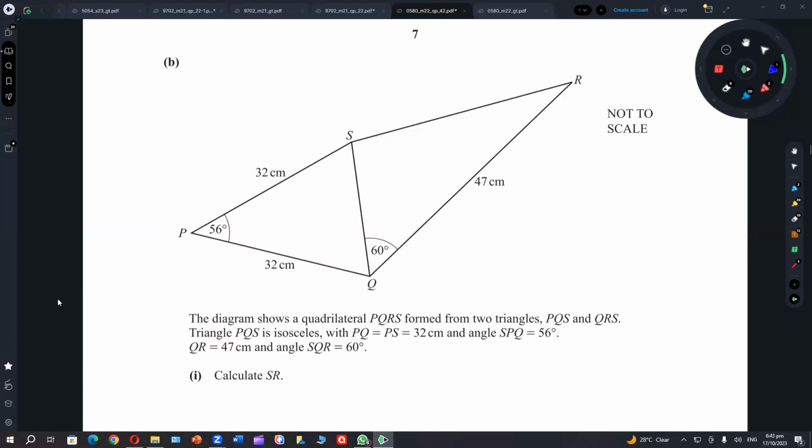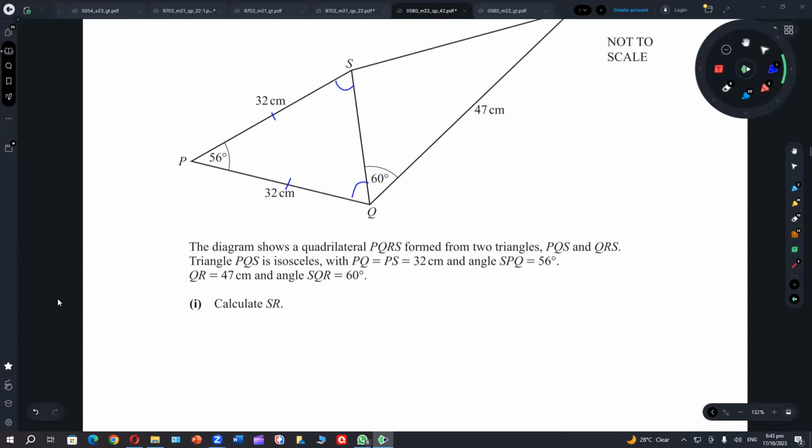It's a quadrilateral. This triangle PQS is isosceles. Can we work out this angle and this angle? Yes. 180 minus 56, and then the answer divided by 2. So 62. So I got this angle 62.